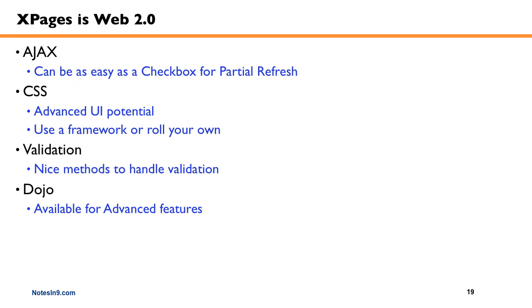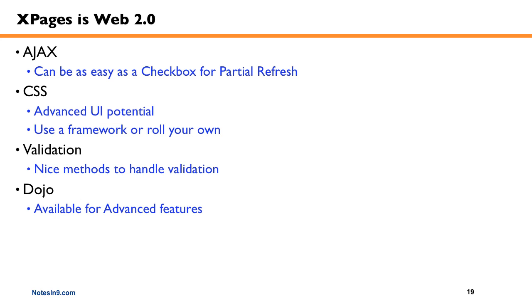And when you think of Web 2.0, what do you think of? Well, you think of Ajax. Well, in XPages, an Ajax call for a partial page refresh, for instance, is as easy as a checkbox. You think of CSS. Well, unlike the Notes client, which kind of put its toe in the water with CSS but never fully embraced it, CSS is fully available to your XPage application. So you can have a lot of advanced UI look and feels that would be impossible in the Notes client. You can use one of those frameworks, Blueprint or One UI, or you can create your own.